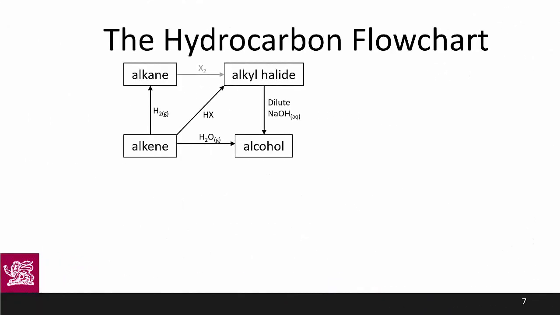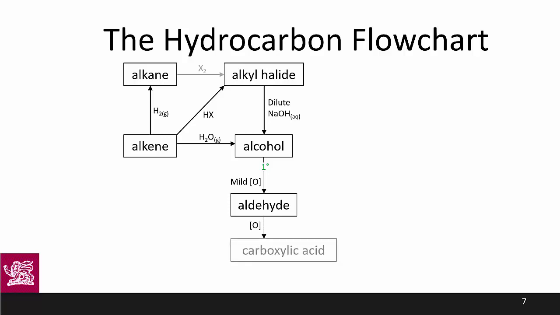We're going to return now to our hydrocarbon flowchart, which you can see here. We've already talked about all of these reactions, and so it remains to add the reactions of our alcohols. Primary alcohols are going to react with mild oxidizers to form aldehydes. Aldehydes can be oxidized by any oxidizer to form a carboxylic acid. If instead of a mild oxidizer, our primary alcohol reacts with a harsh oxidizer, we skip the aldehyde and go straight to the carboxylic acid product.